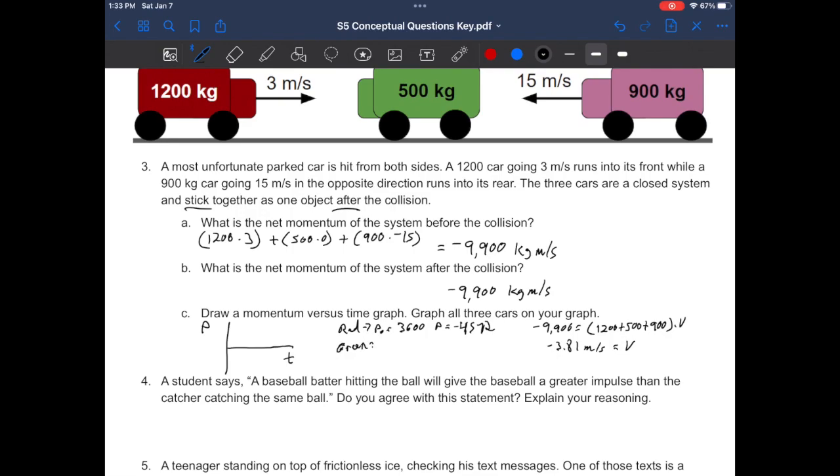Let's do the green one next. The initial momentum of the green, 500 times 0, would be 0. Initial momentum is 0 because it's not moving initially. Final momentum is going to be 500 times negative 3.81. Remember, they all have the same shared final velocity because they're stuck together. So negative 1,905. And then finally the pink truck is going to the left, so 900 times negative 15 for the initial momentum.